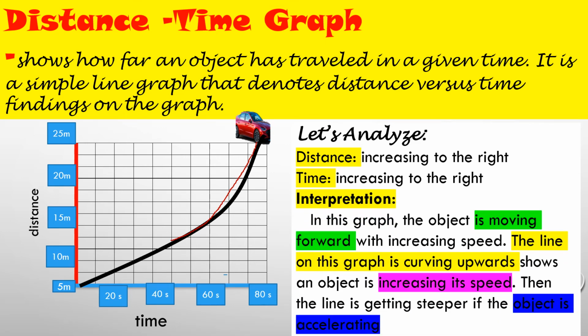So, if we're going to interpret, kapag may curving up, may pakurba, tapos pataas, ibig sabihin, the object is moving forward, pasulong, okay, with increasing speed, mabilis, okay? So, the line of this graph is curving upwards. Kapag pa-curve upwards, ibig sabihin yan, mabilis, at the same time, nag-accelerate. Tumataas ang speed, at the same time, bumibilis. So, yun yung ibig sabihin ng curving up. Maliwanag? Opo. Okay, next.